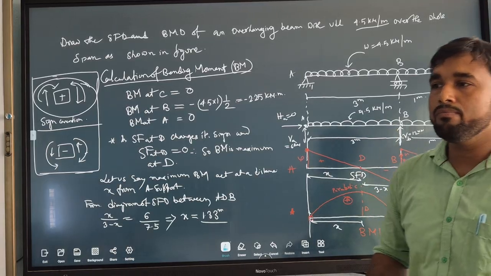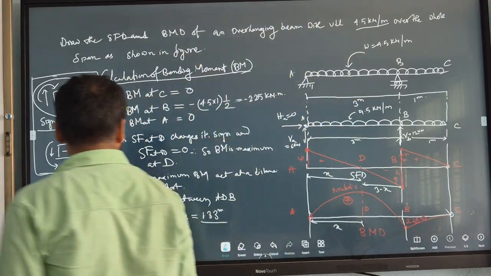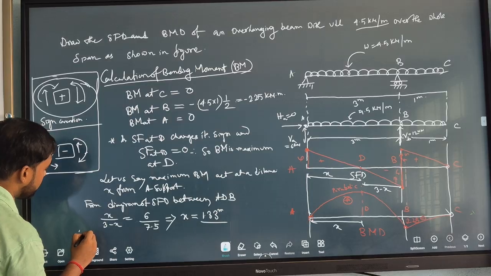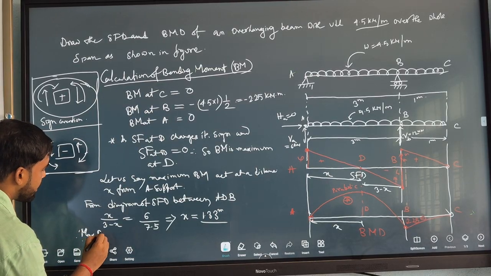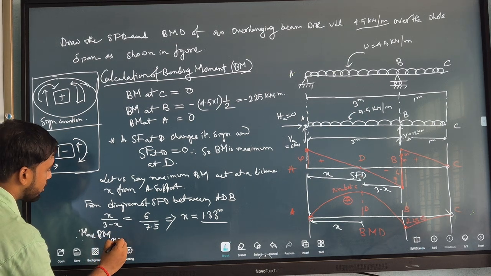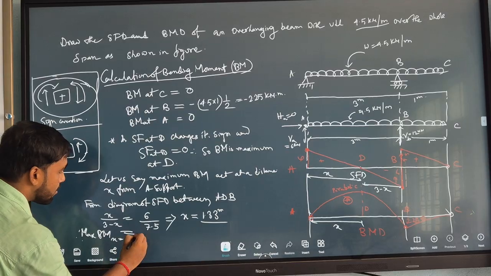Now calculate the value of maximum bending moment. M max, or maximum BM, is equal to, at 1.33 meter. How much will it be?